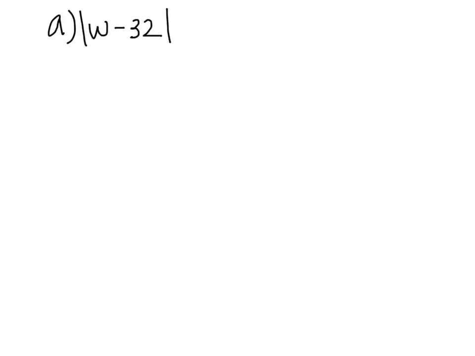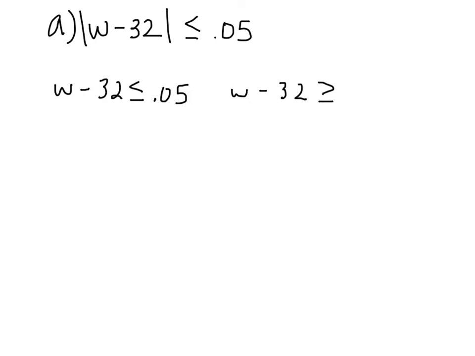Now it says the difference can be at most 0.05 or 5/100ths of an ounce, which means you can't go over it. It can be 5/100ths, but it can't go over. That means it has to be less than or equal to 0.05. So now the absolute value is already isolated, so we're going to write W minus 32 is less than or equal to 0.05. And W minus 32 is greater than or equal to negative 0.05.